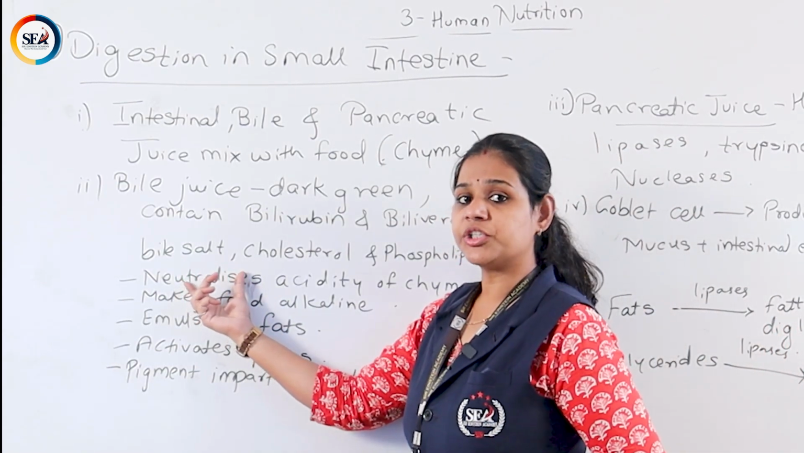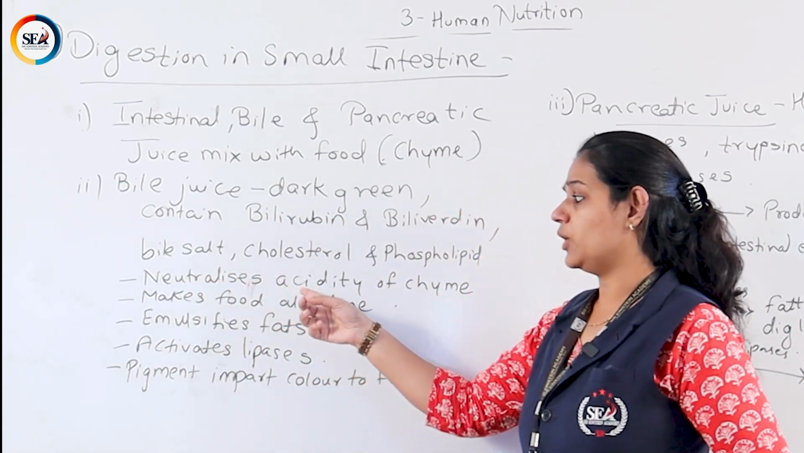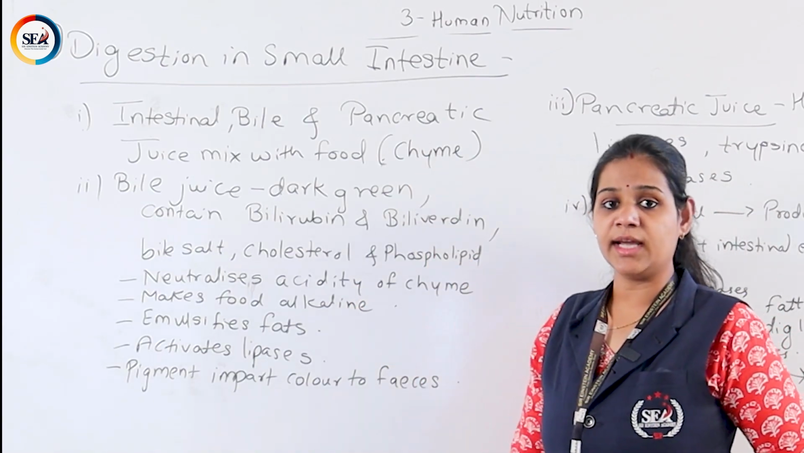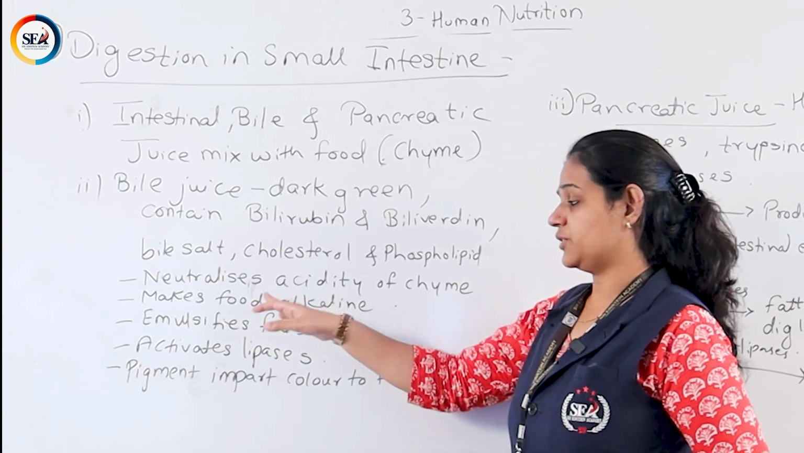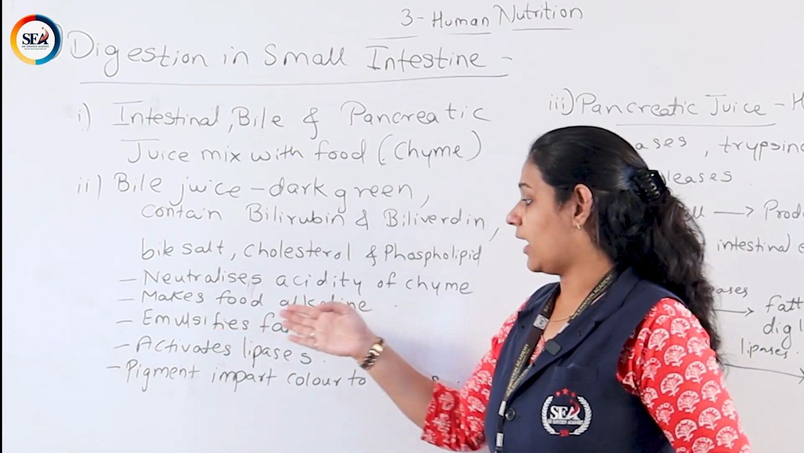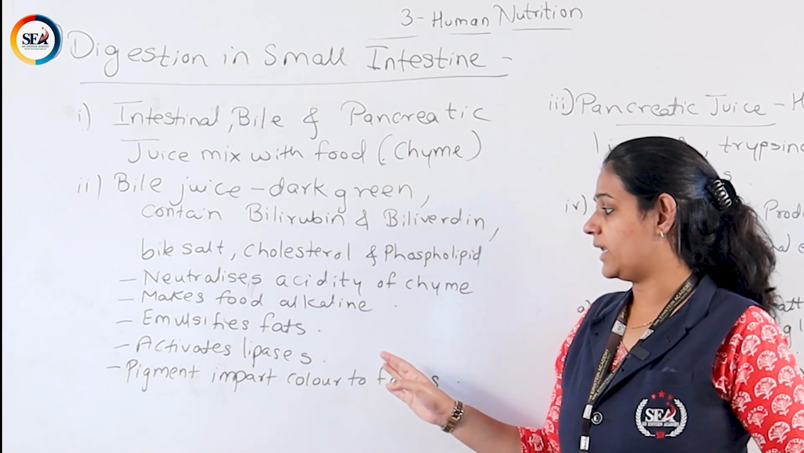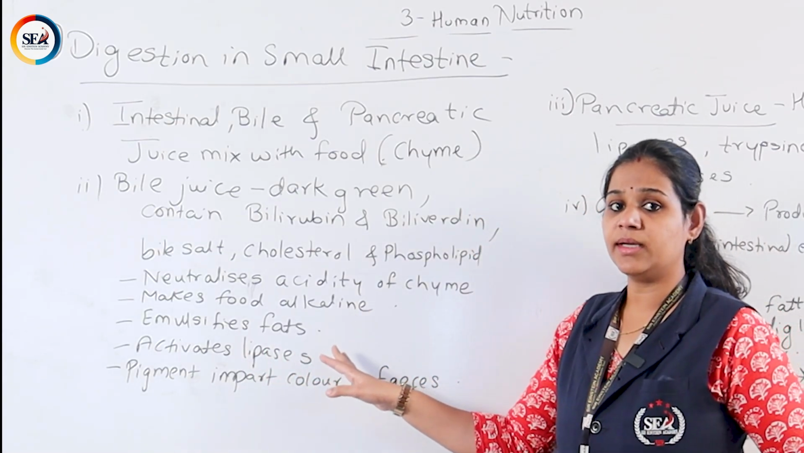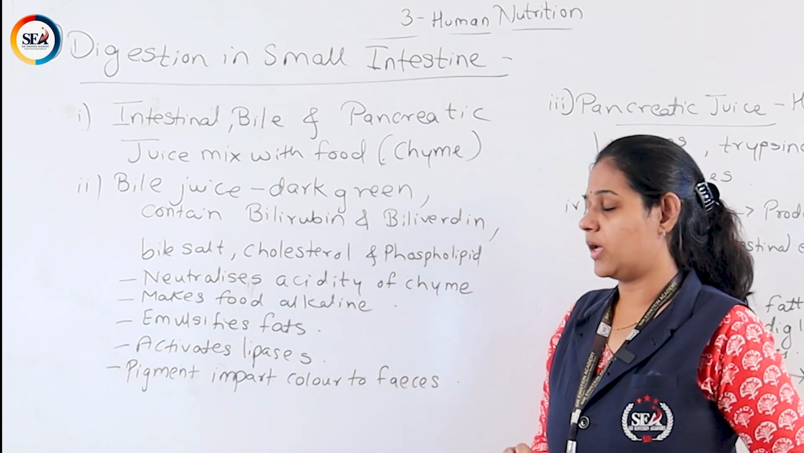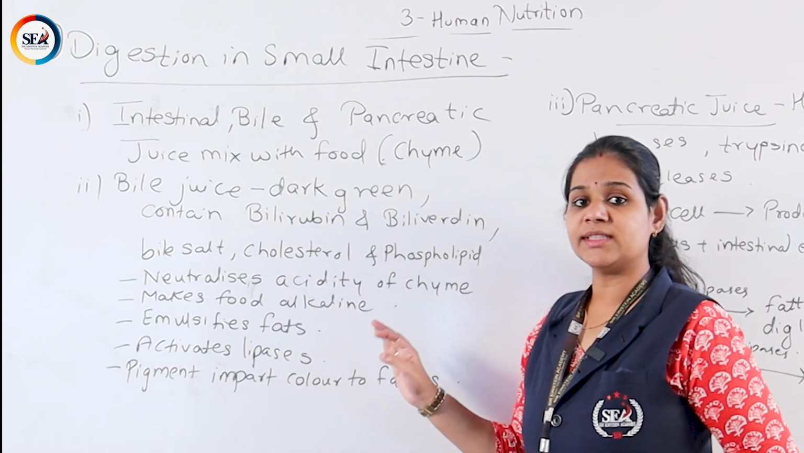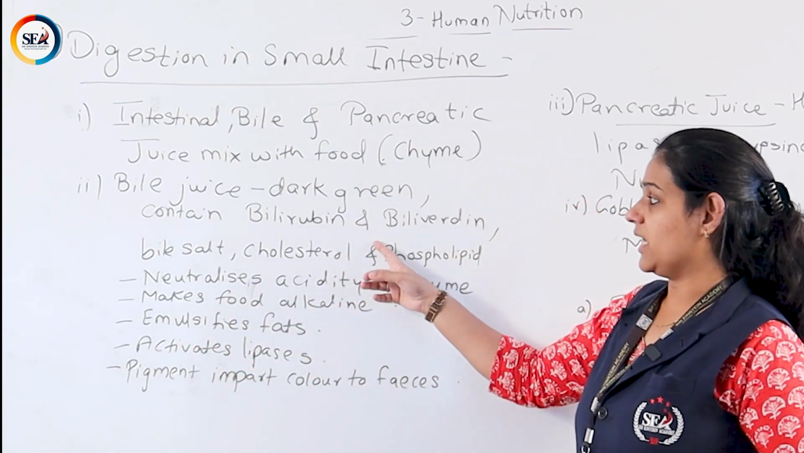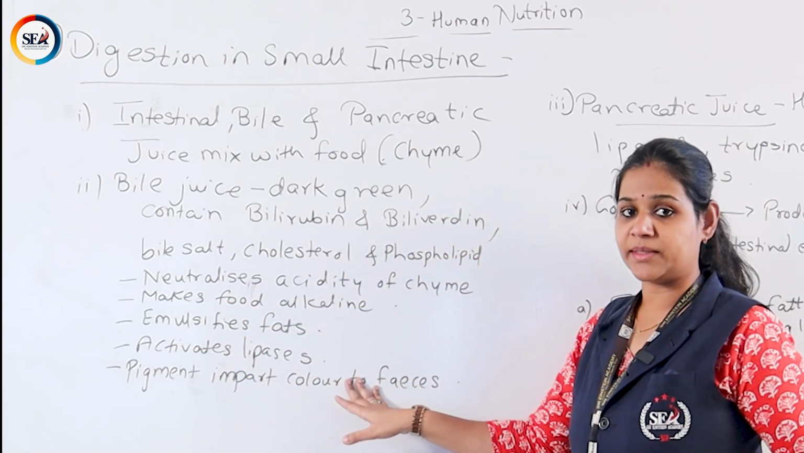The function of bile juice is next: it neutralizes the acidity of the chyme. That is, the food which was acidic now becomes alkaline. It also emulsifies fats. It now activates lipases. Lipases means the enzymes which break down lipid molecules. Bile juice activates the lipase enzymes.